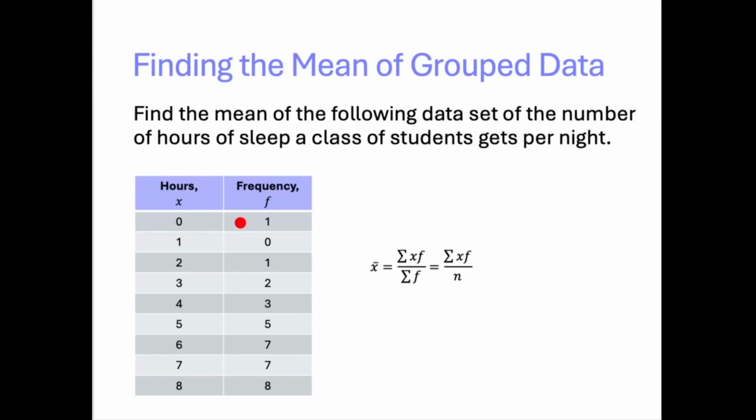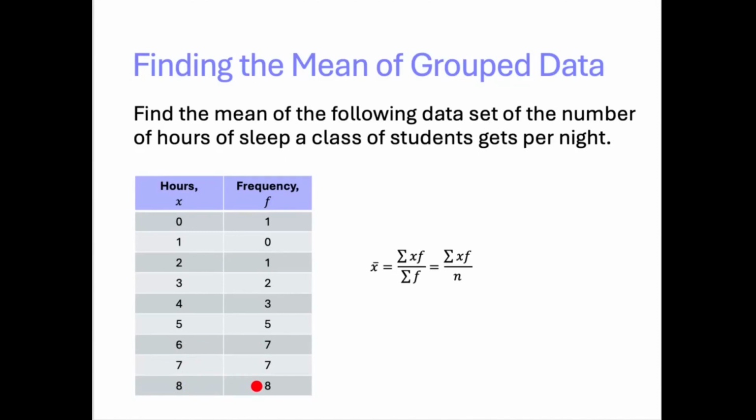So 0 hours of sleep is 1 student. 1 hour of sleep is 0 students. 2 hours of sleep is 1 student. 3 hours of sleep, 2 students. 4 hours of sleep, 3 students. 5 hours of sleep, 5 students. 6 hours of sleep, 7 students. 7 hours of sleep, 7 students. And then 8 hours of sleep, there's 8 students that get that.